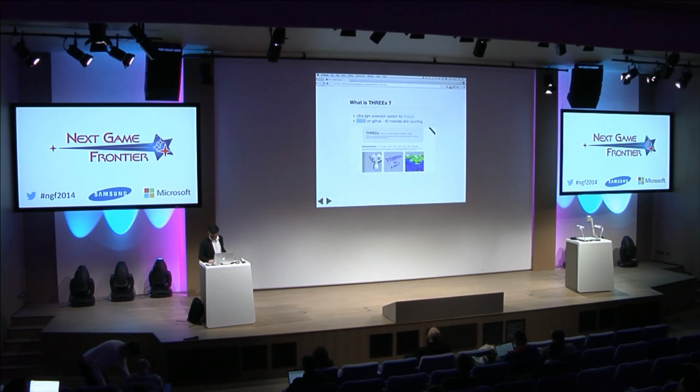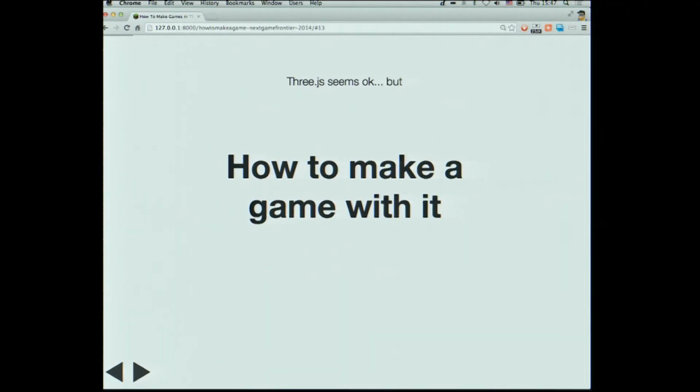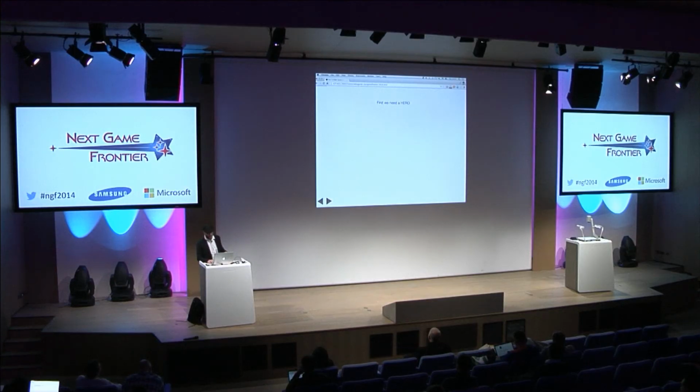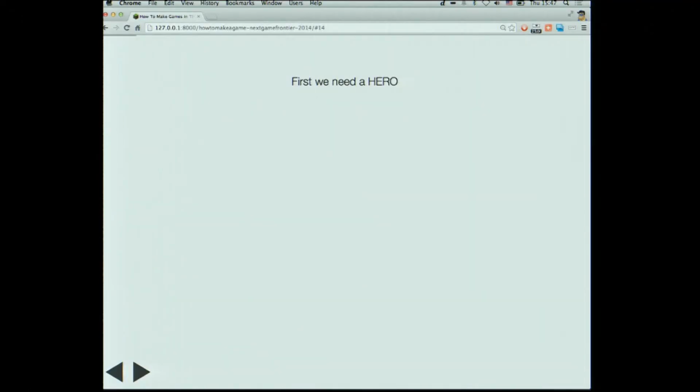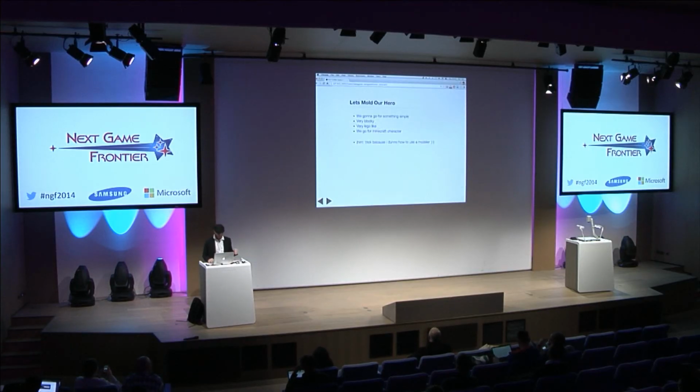OK, so this was 3x. How to make a game with Three.js? Because all that seems OK, but we need a lot more detail, right? So first, to make a game, you need a hero. You need a hero because in every game, you need a hero. A persona to embody you, something like somebody you're going to live through. A virtual self for the player to interact with. So let's just do that. Let's create a hero. A hero is born. Or how to build simple 3D objects. I prefer a hero is born, it's a lot more heroic.